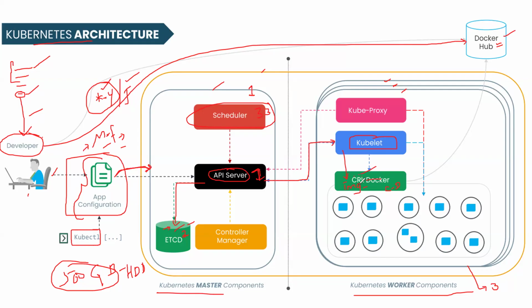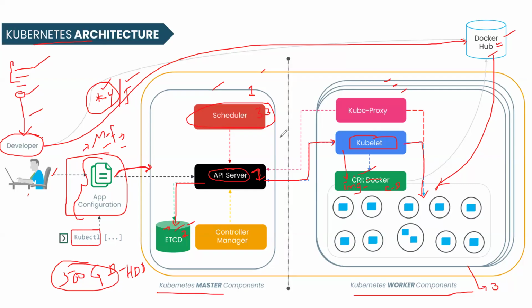Using this CRI, your kubelet can connect to Docker Hub and search for that image. Once the image is present, the CRI will download that image to the node. Once it is downloaded, kubelet will deploy that image in that node. I repeat, kubelet is an agent that is going to deploy a pod in the respective worker node.